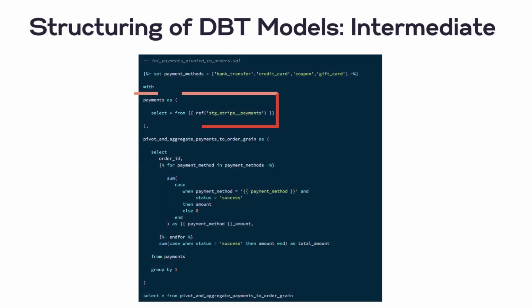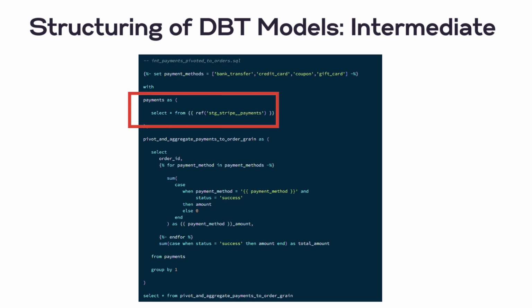Let's examine the code snippet on this slide. The first CTE, payments, pulls data from the STG payment staging model using ref for payments. This ensures we're working with clean, consistent data as our starting point.